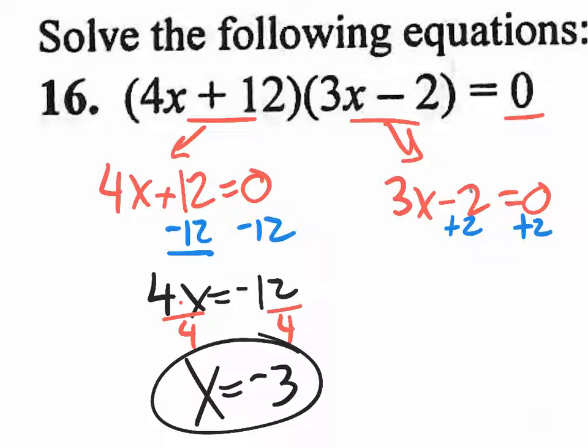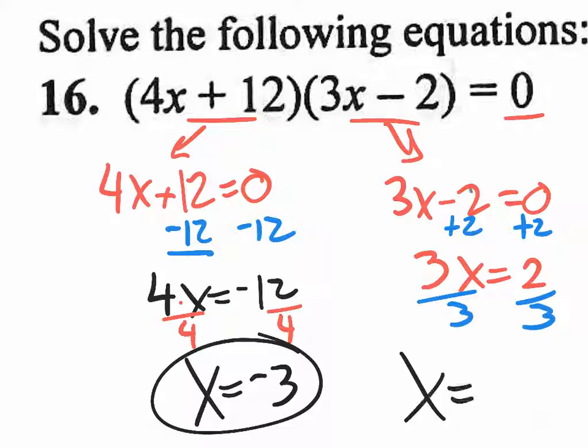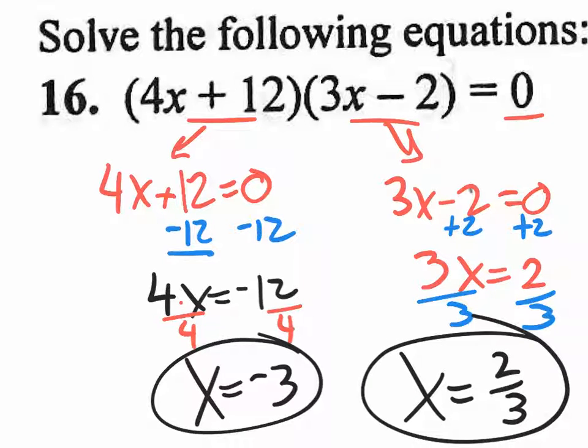Plus 2 plus 2. 3x equals 2. Divide by 3, x equals 2/3. Those are your two answers for number 16. So it's really easy if it's already factored.